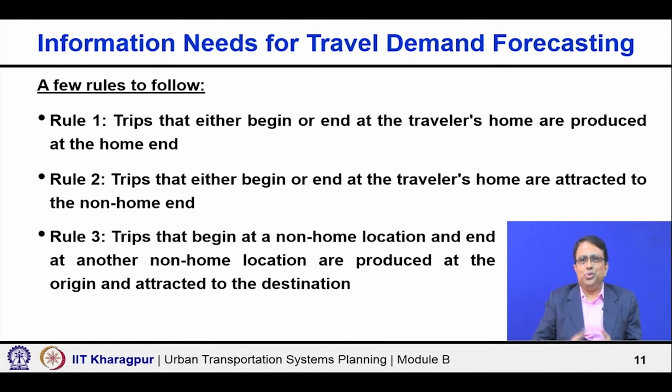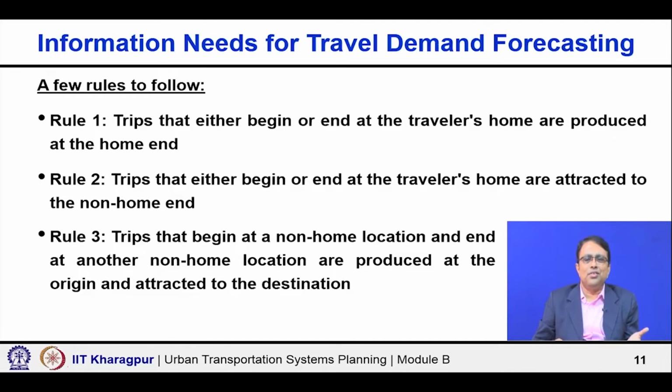But a office does not produce trip, office attracts trips. Production is always home end. So, if any one end is the home end, the trip is always produced at the home end. Rule 2, trips that either begin or end at traveler's home are attracted to the non-home end. So, if production is at the home end, then obviously the other end is the attraction.